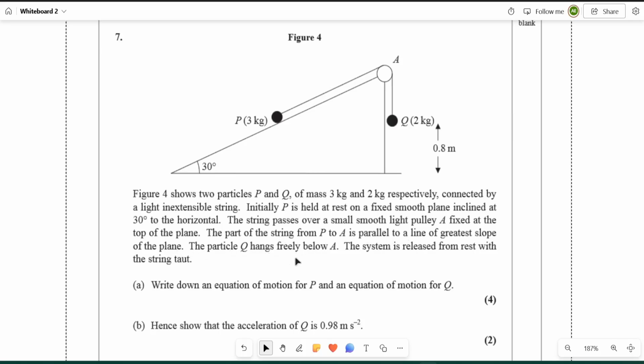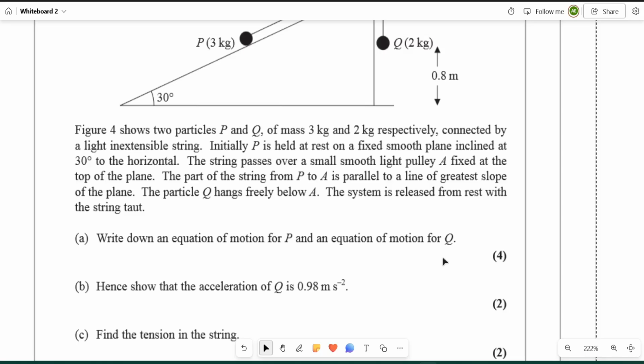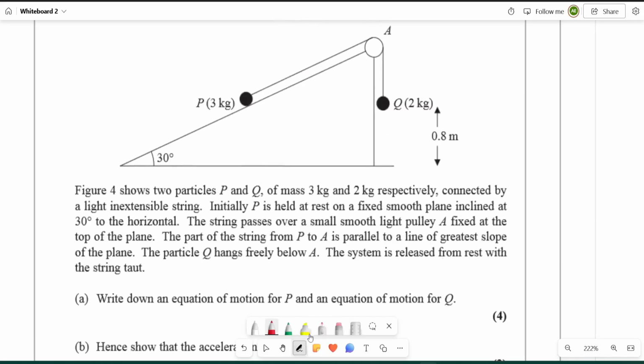The particle Q hangs freely below A. The system is released from rest with the string taut. So the question wants us to write the equation of motion for P and Q. So as always, let's resolve both. First of all, which direction do you think the particles are going to move? This direction or that direction? This is heavier, so it must move in this direction.